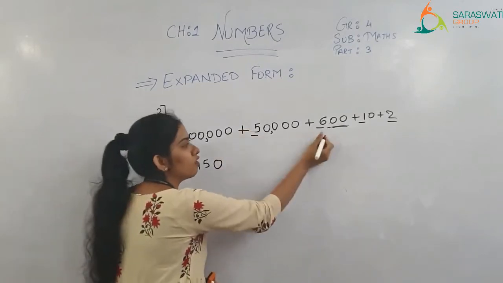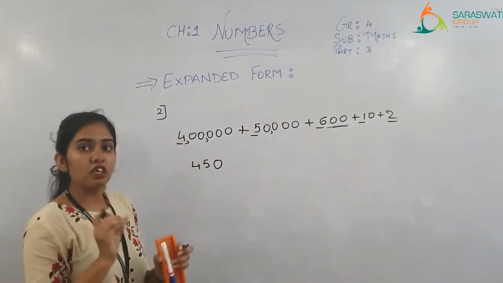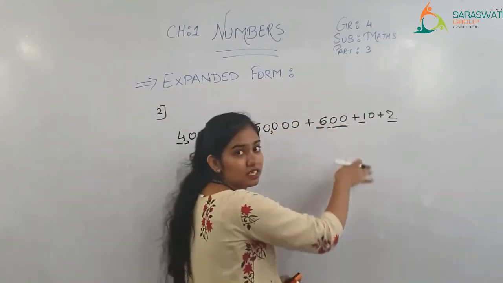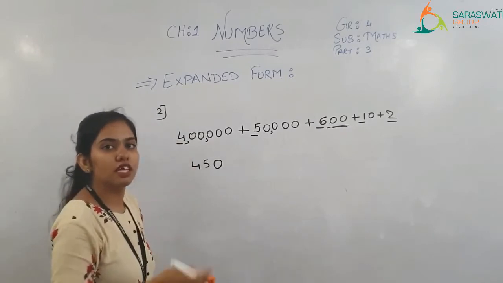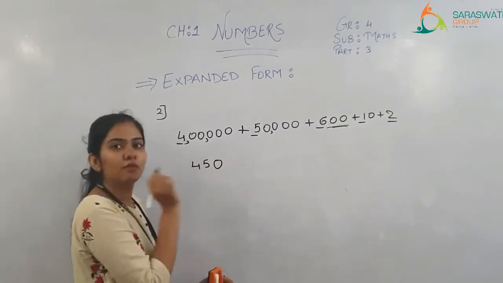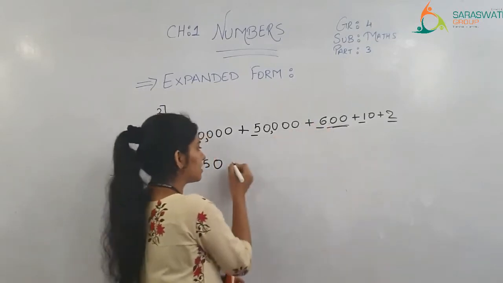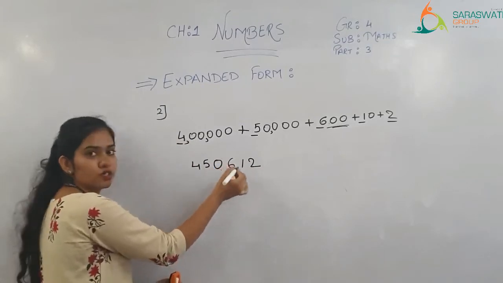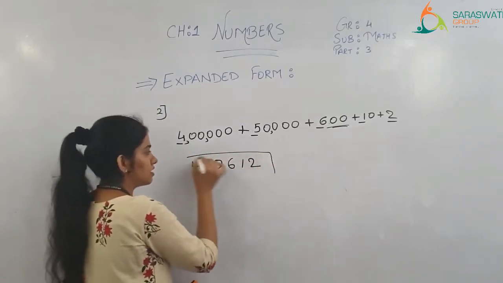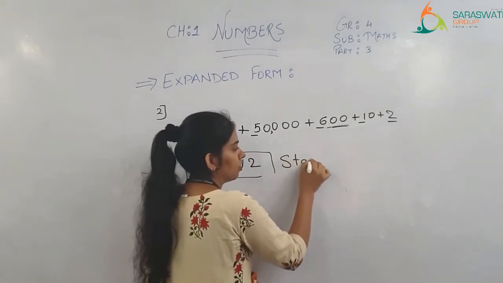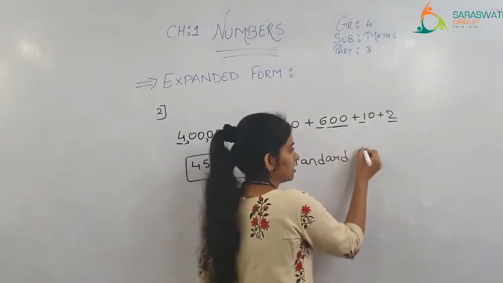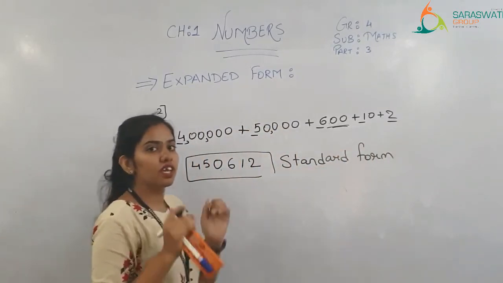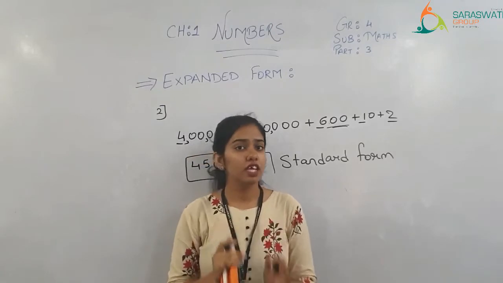When in an expanded form any of the values is missing, if it is missing at 10,000 place, hundreds, thousands, tens, any place, you have to put 0 at that place. Then 6, 1 and 2. 4, 5, 0, 6, 1, 2. This is the standard form of the 6-digit number. I hope you have understood the expanded and the standard form of the numbers.